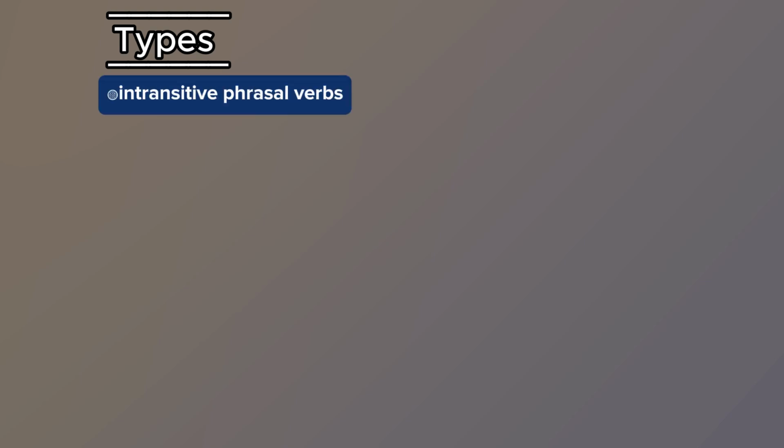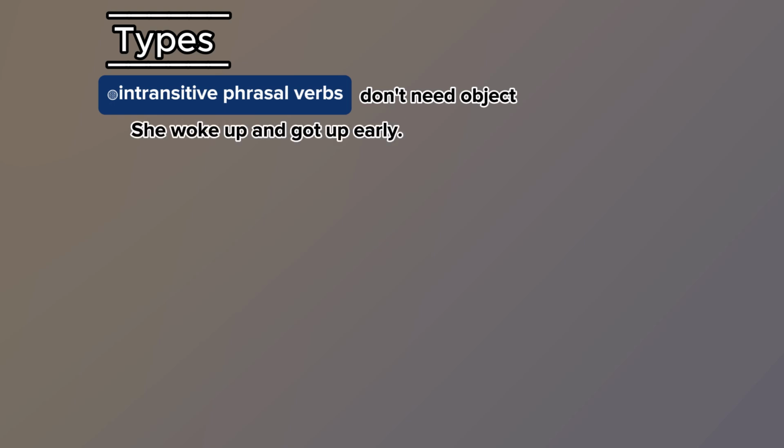Now let's explore some common types of phrasal verbs. First, we have intransitive phrasal verbs, which don't require an object. For example, she woke up and got up early. In this case, wake up and get up are both intransitive phrasal verbs.